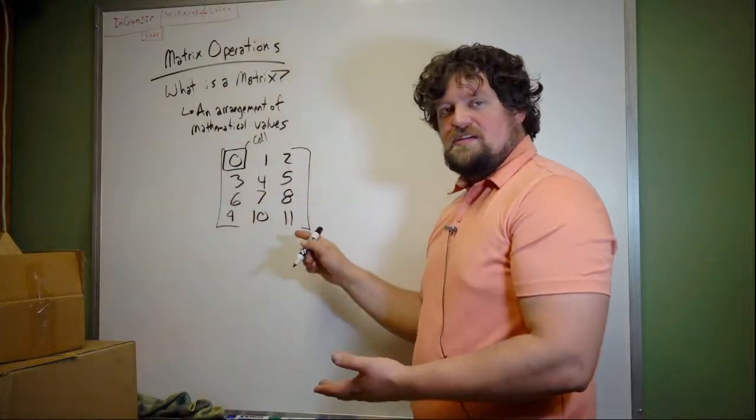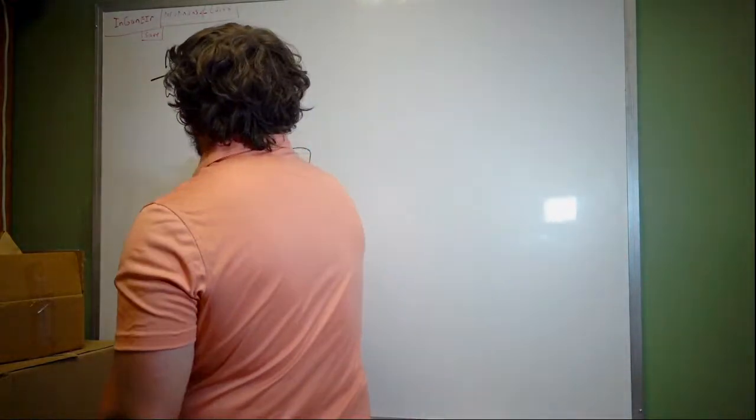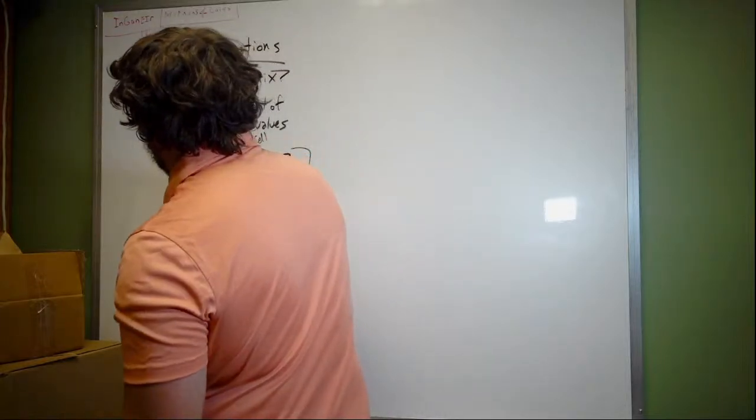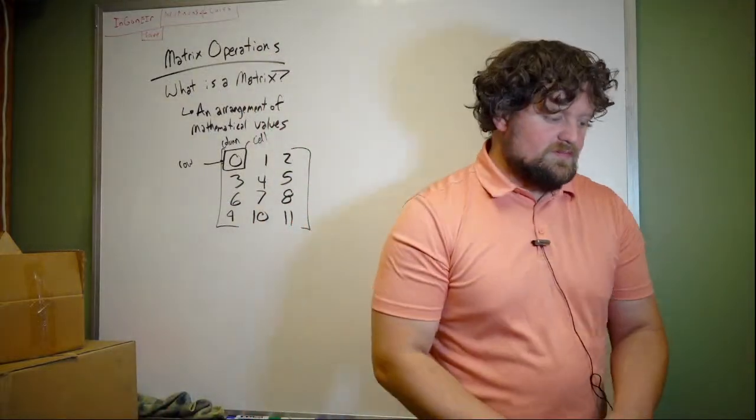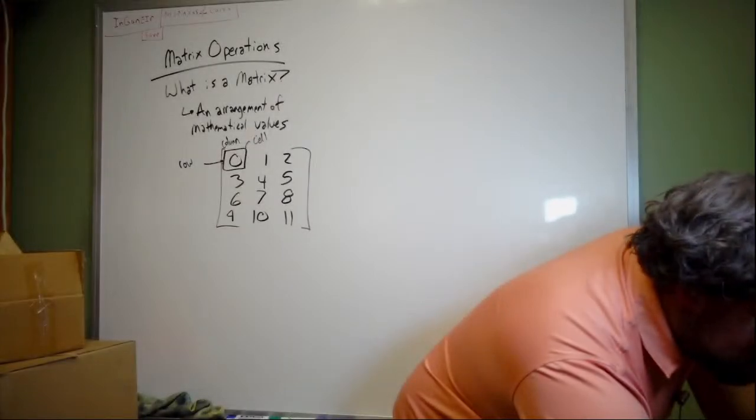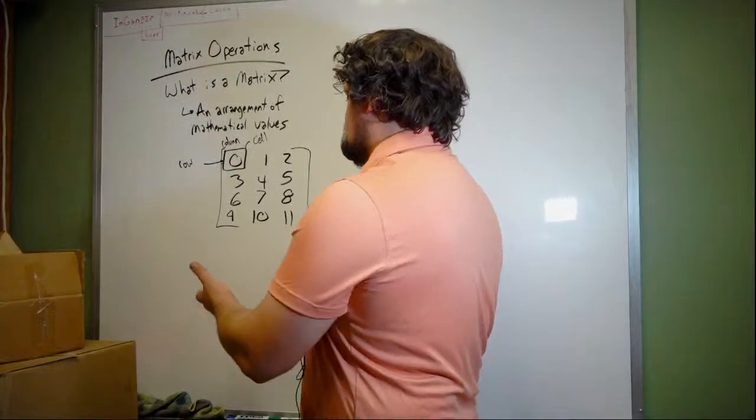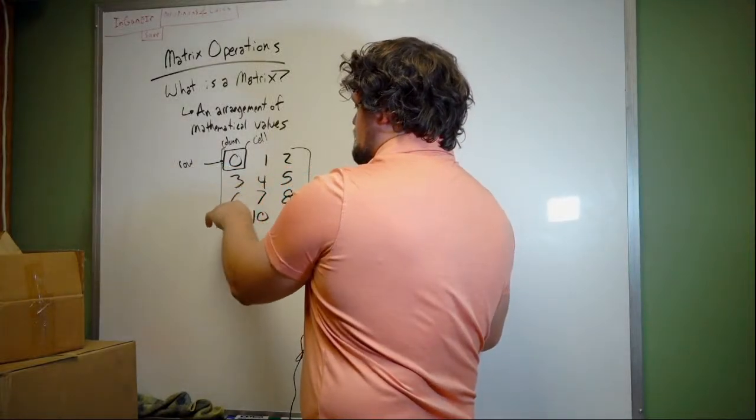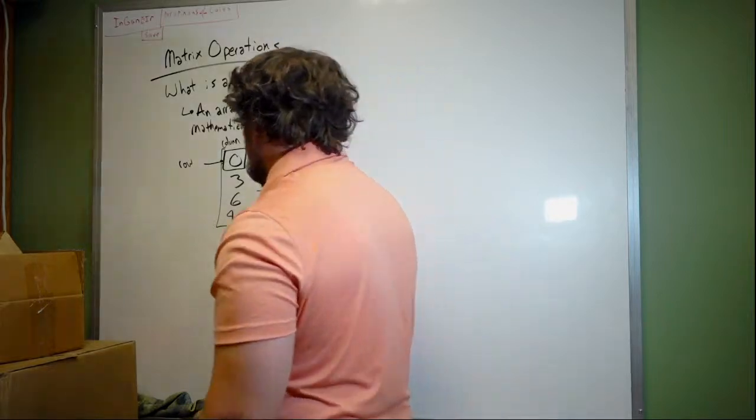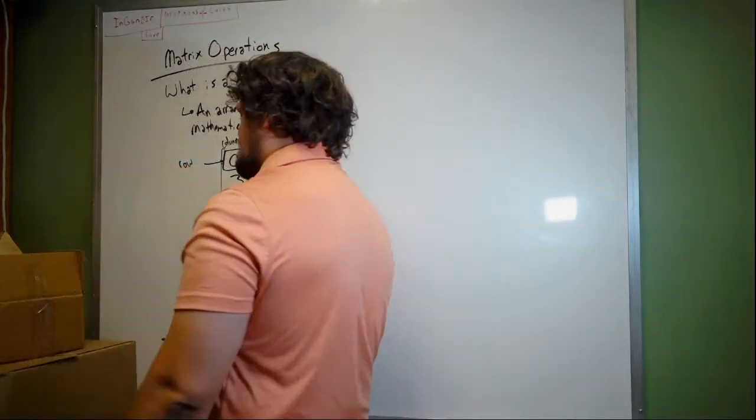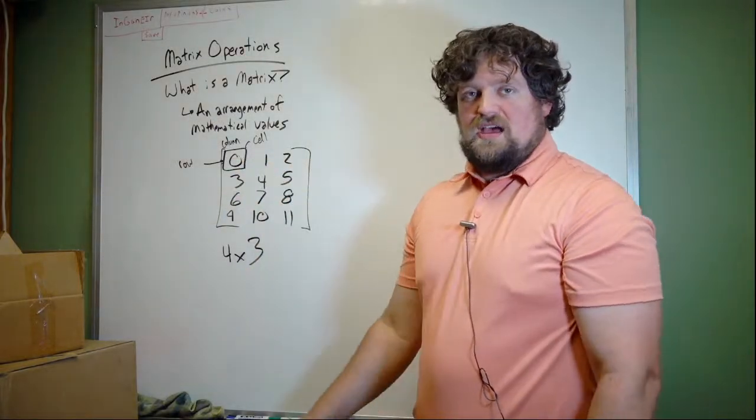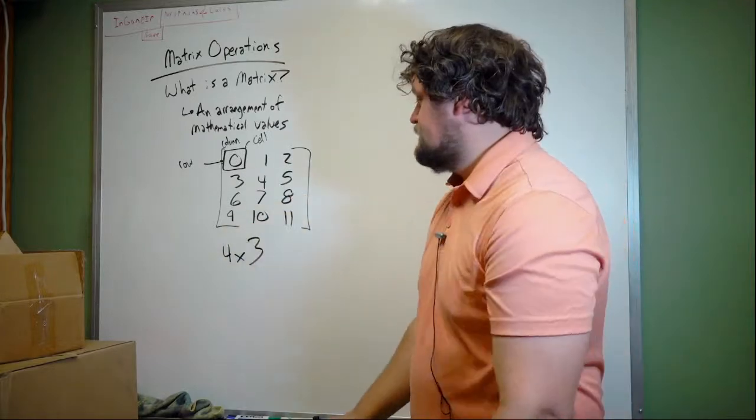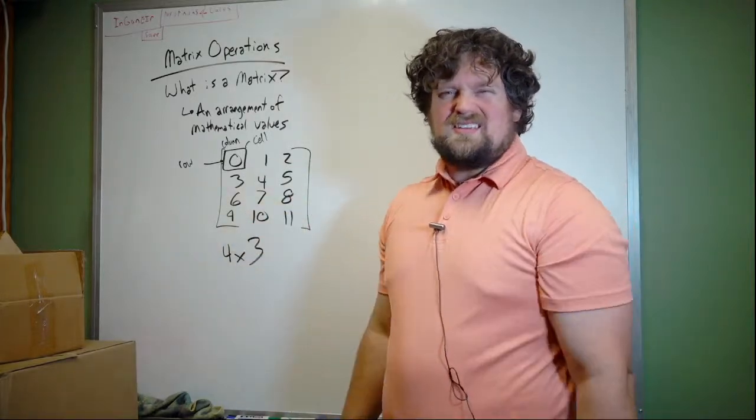Here there are 12 cells in this matrix, and each cell is defined by its row number and its column number. Give me 1 second. I never remember which comes first. Okay, so we have 1, 2, 3, 4 rows, and we have 1, 2, 3 columns. This would be considered a 4 by 3 matrix. Notice 4 by 3 gives us the number of cells that we have in our matrix, which is a total of 12. So that's kind of the definition of a matrix.